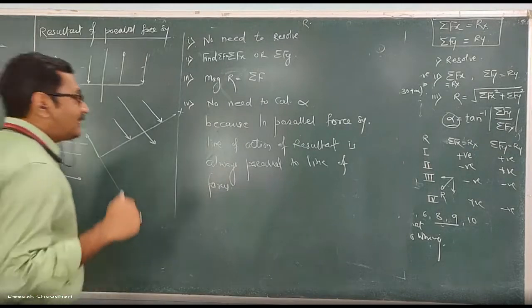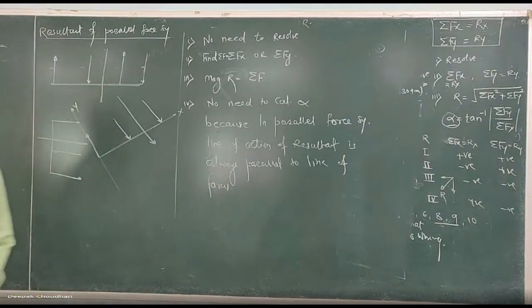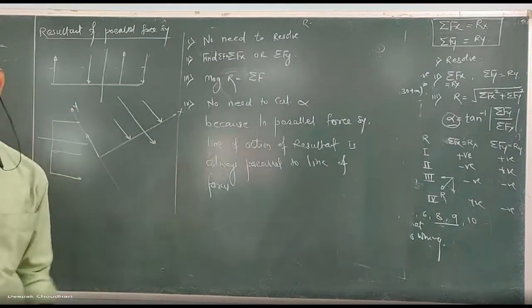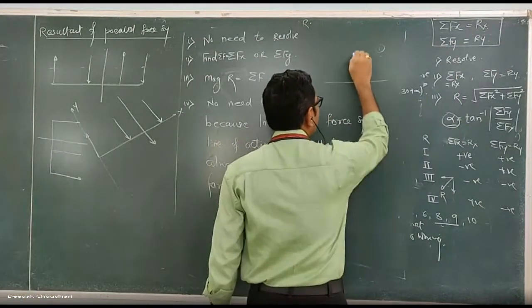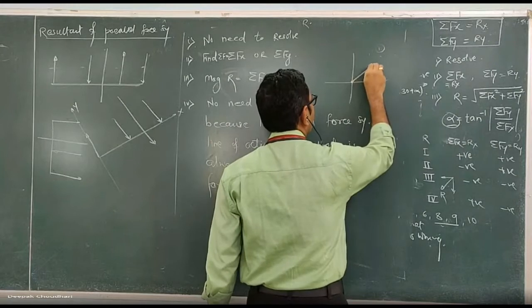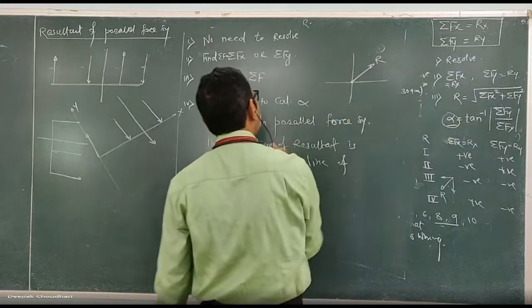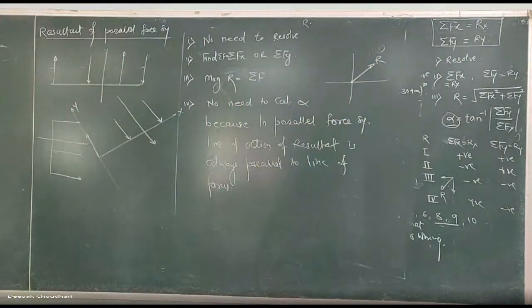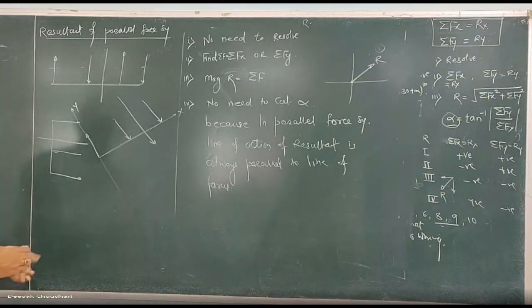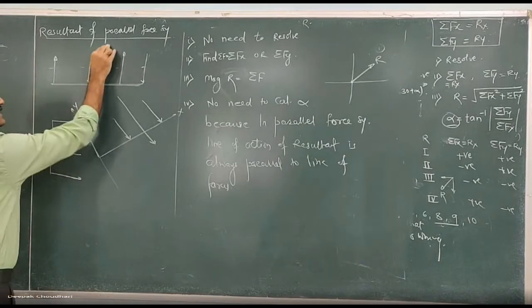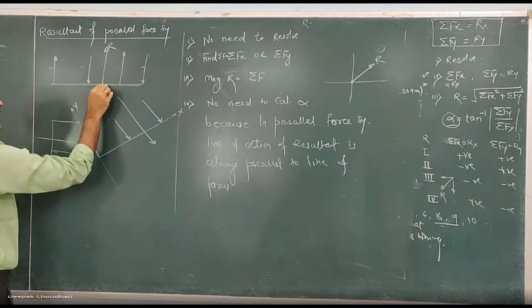Okay. But the next important thing in a parallel force system, compared to a concurrent force system, is that in a concurrent force system, the line of action of the resultant passes through the same point of concurrence. Resultant same point में से pass होता था. Whereas in case of a parallel force system, we need to find out the point of application of this resultant also. ये resultant कहाँ पे act होगा?